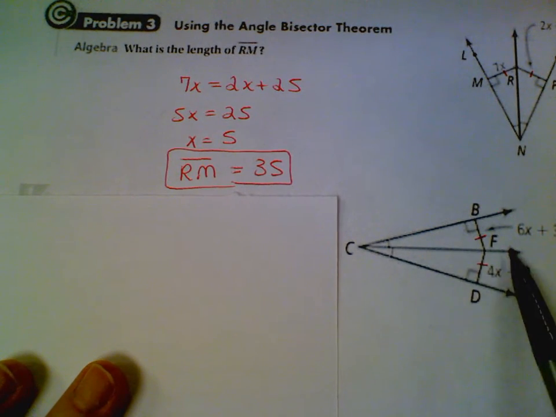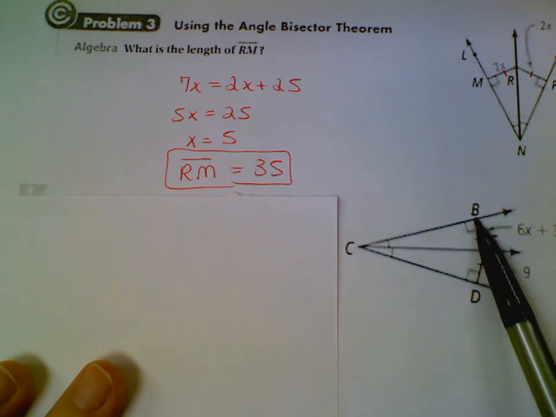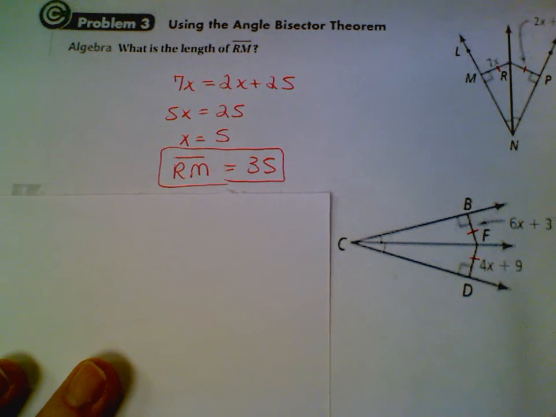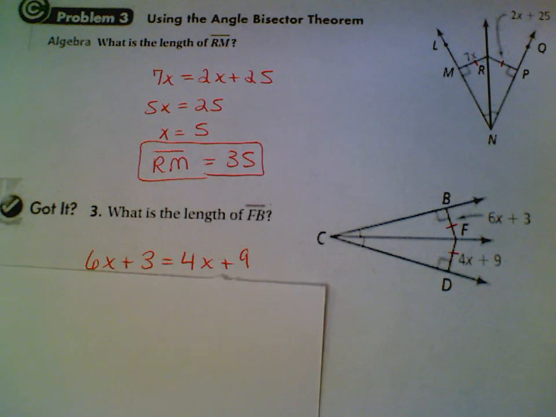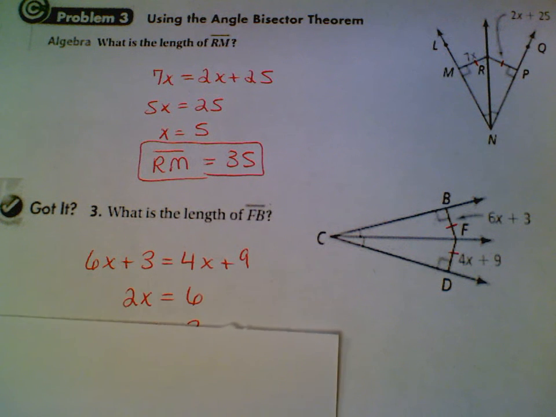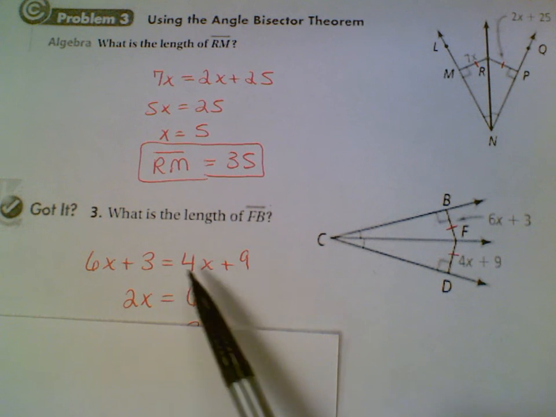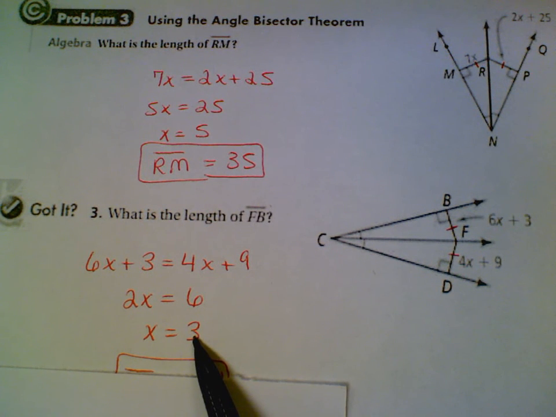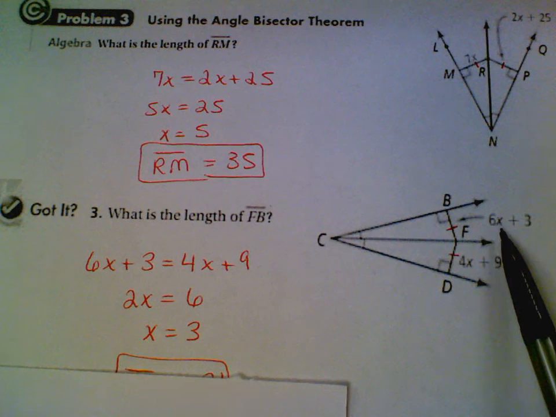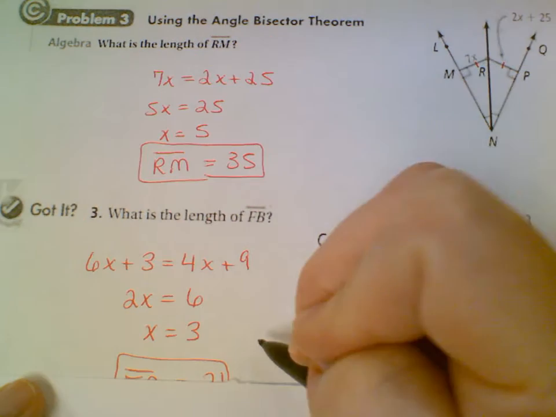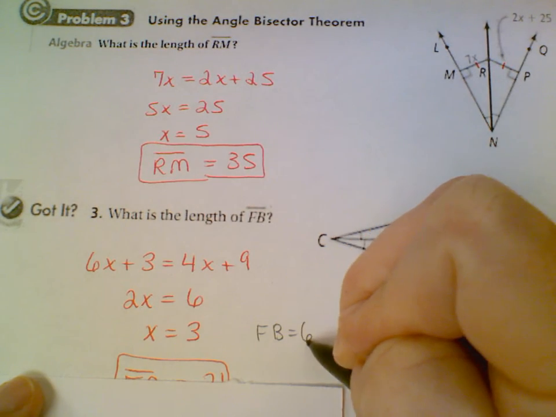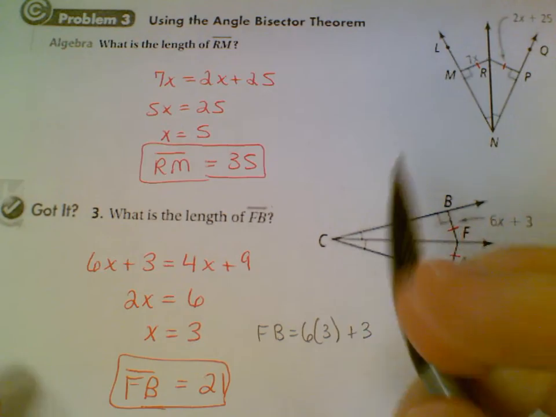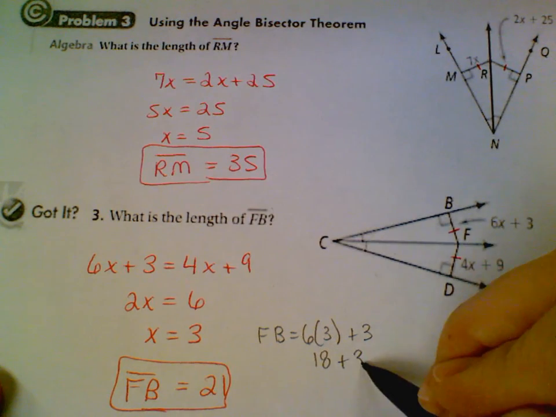So F is on my angle bisector, and I know that these two line segments are now congruent, so I'm setting up an equation where I do 6x plus 3 equaling 4x plus 9. I'm going to subtract 4x, subtract 3, divide by 2, I get x equals 3. I need to plug that back into the FB expression. So I'm doing 6 times 3 plus 3, and I get 18 plus 3, which is 21.